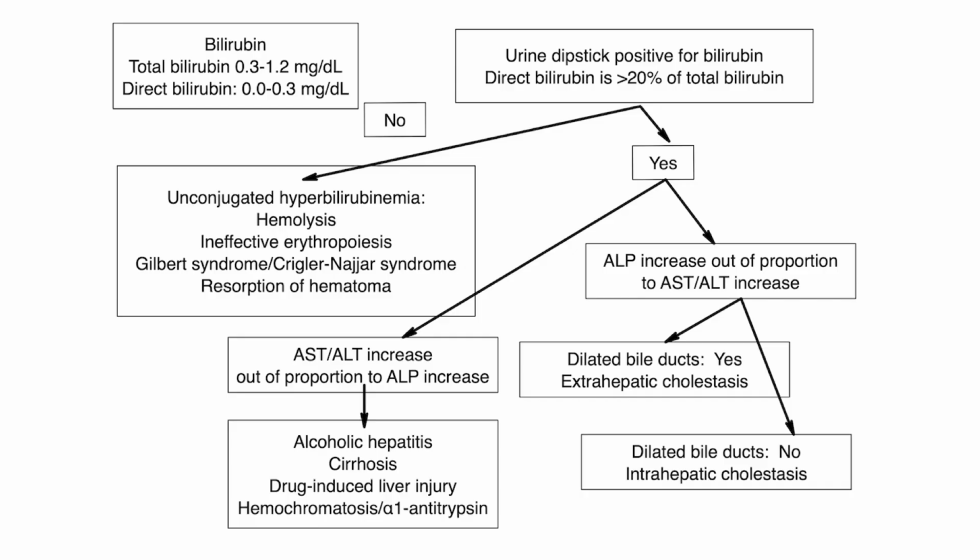So you'd want to get some type of ultrasound or imaging to see if the ducts are dilated or not. If they're dilated, then they have an extrahepatic cholestasis. If they're not dilated, intrahepatic. And if the AST increases out of proportion to the ALP, then it's something within the liver, so alcoholic hepatitis, cirrhosis, drug-induced injury, or something like that.